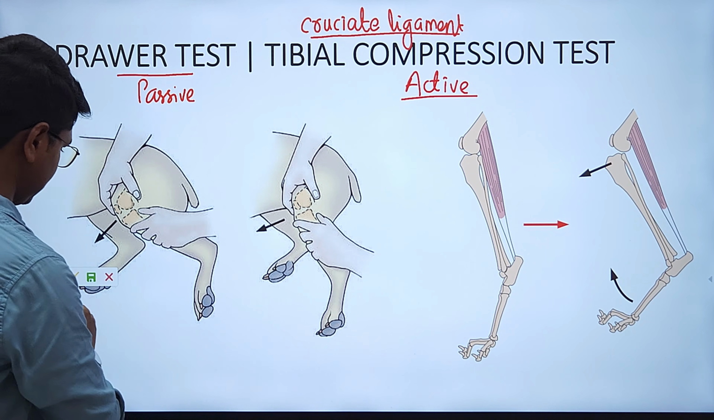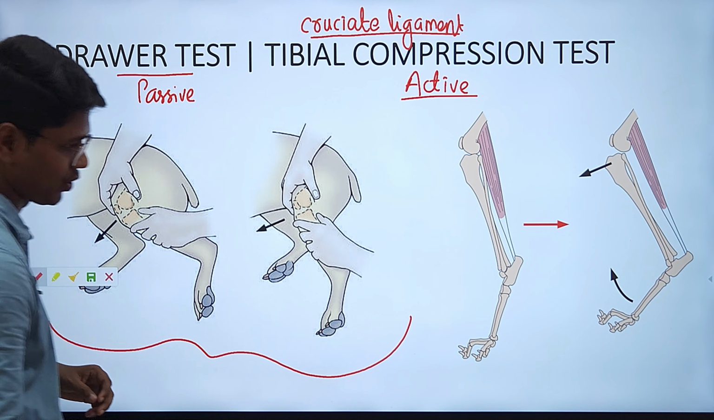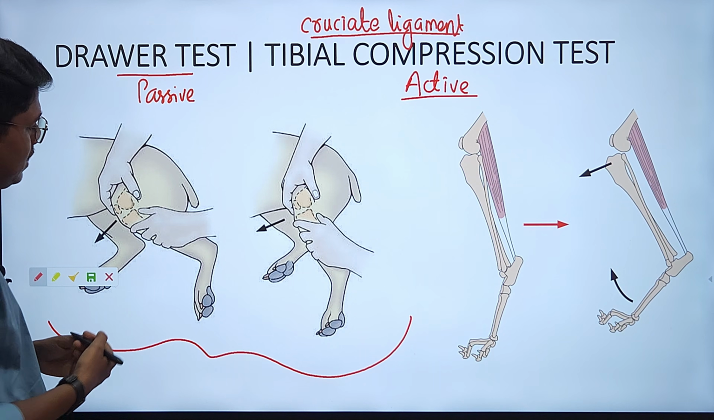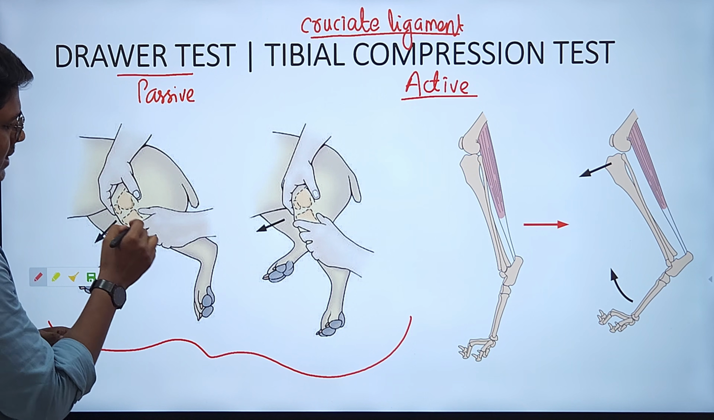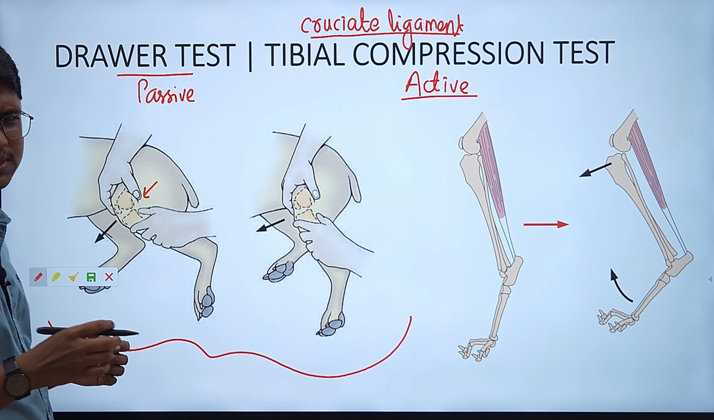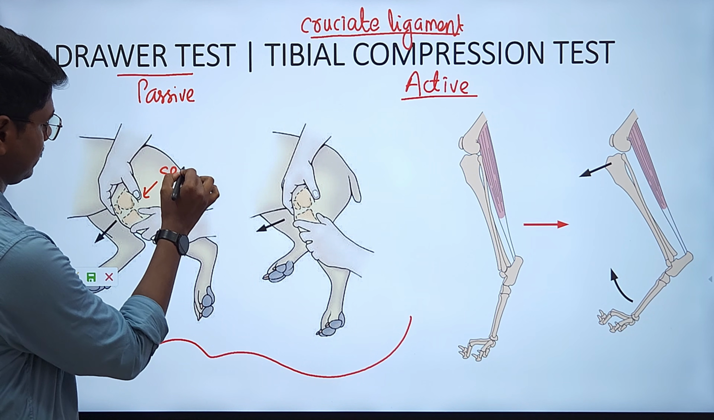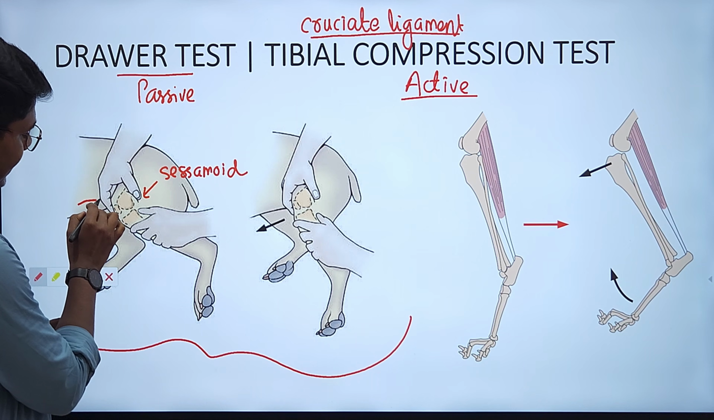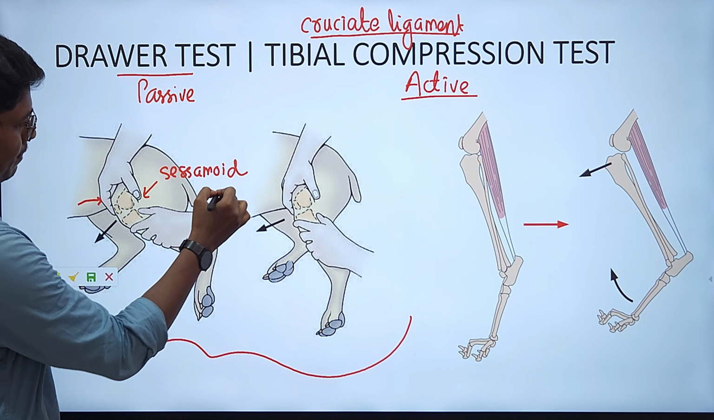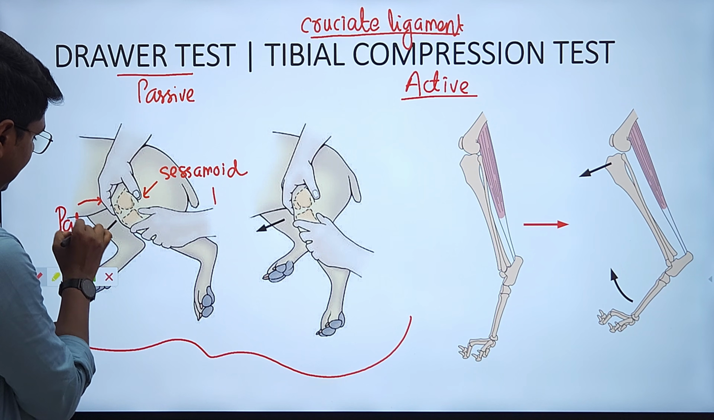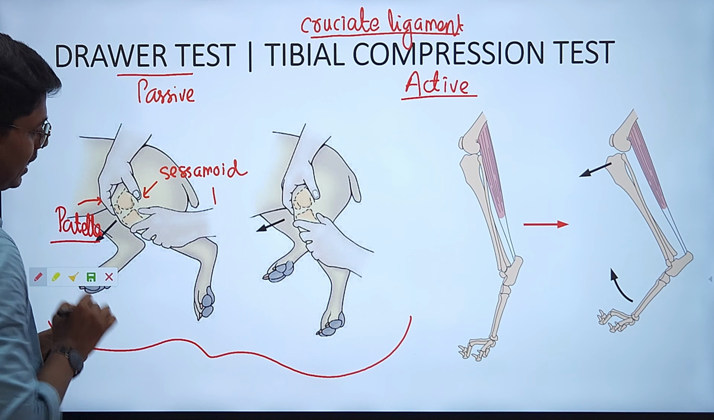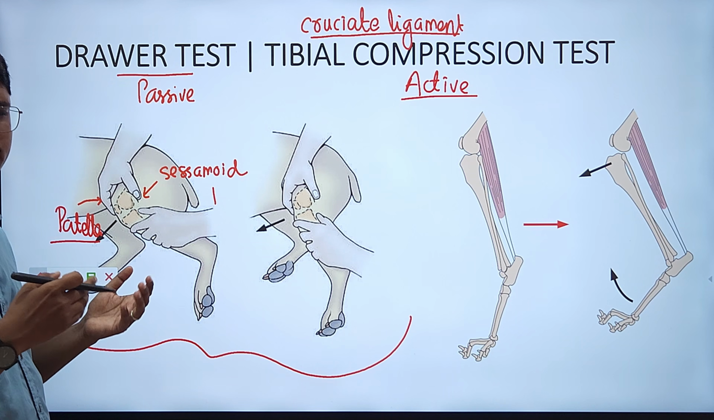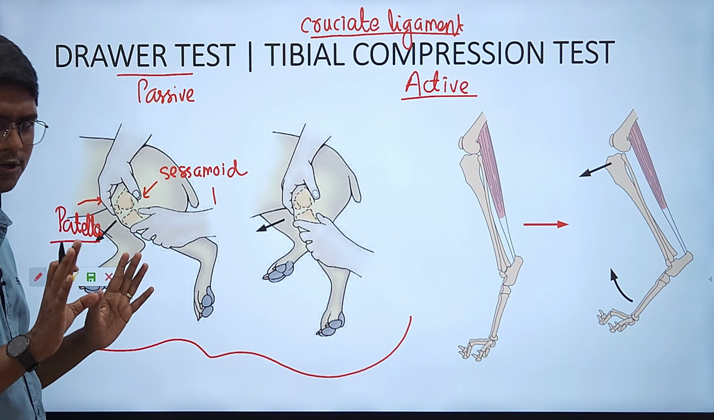First one is the drawer test. This is the pictorial presentation of the drawer test. First you stand at the back of the animal. With the right hand, place your thumb behind the fabella, the sesamoid bone, and your index finger over the patella, with the rest of the fingers on the medial side. I am saying right and left, but if you are left-handed or more comfortable with the reverse, you can do that.